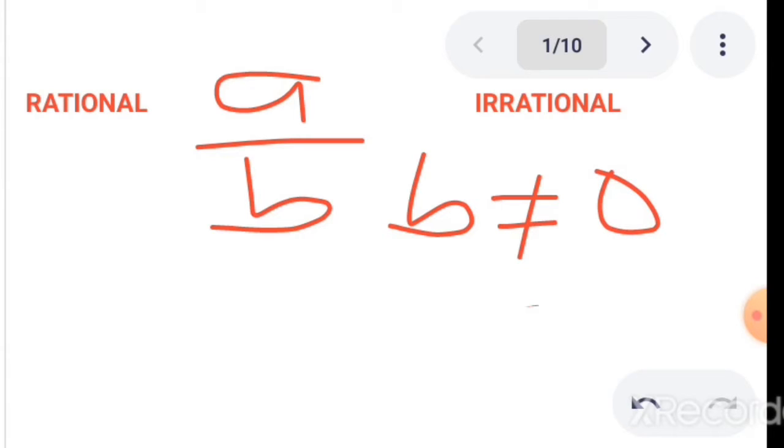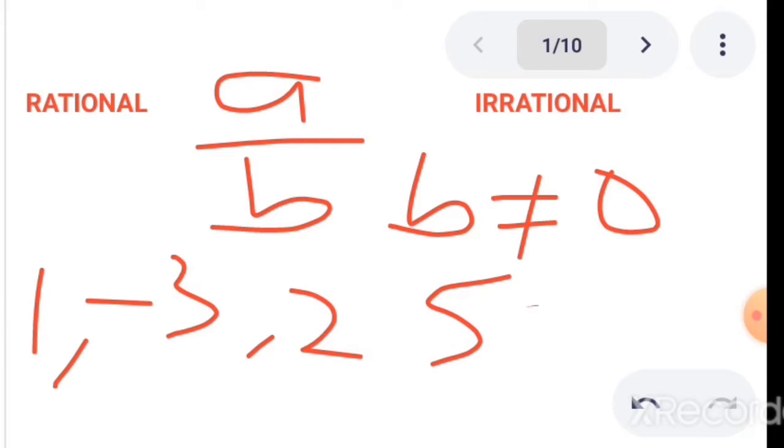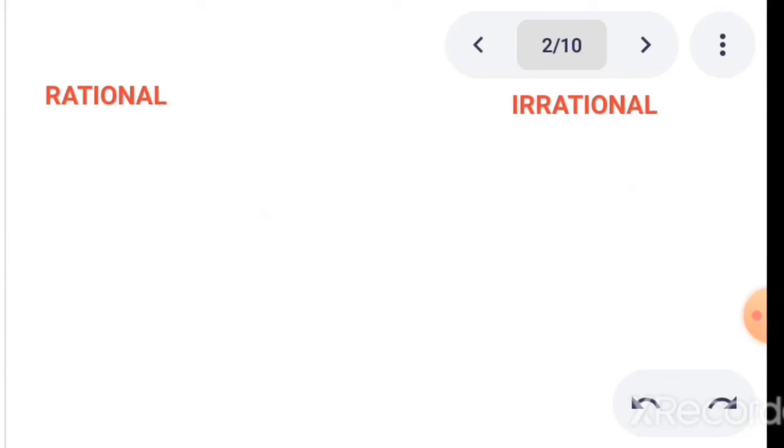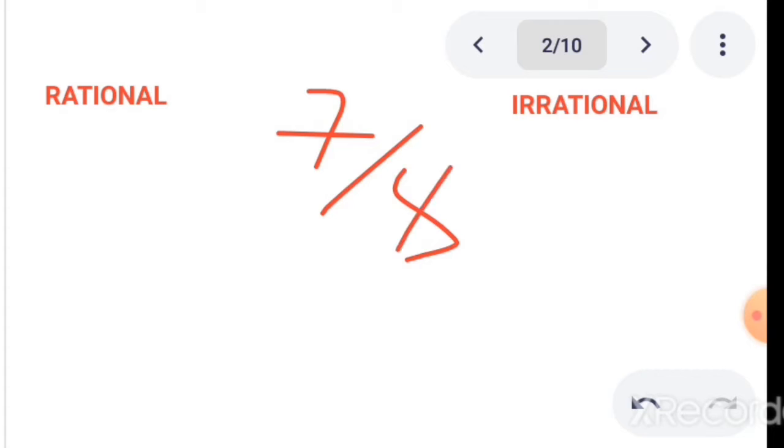Remember, integers are whole numbers which could either be positive or negative. For example, we have 1, minus 3, 2, 5, minus 7. These are all integers. What if we had a number like 7 over 8? Is it a rational or an irrational number? Remember, we said a rational number is any number which can be expressed as a ratio of two integers. 7 and 8 are both integers, so 7 over 8 is a rational number.